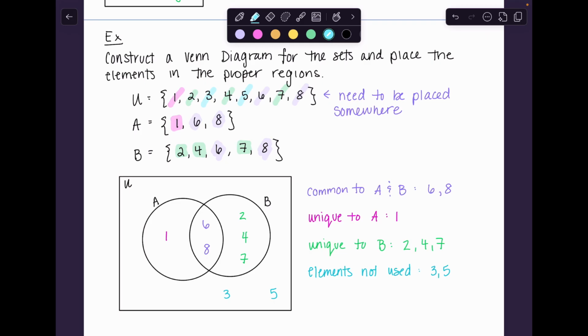So this is a visual representation for this set. And again, the way I can read this now, anything inside this circle is set A. So set A contains the numbers 1, 6, and 8.